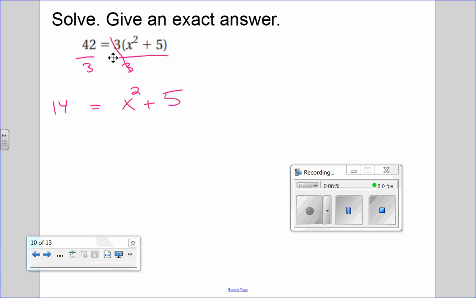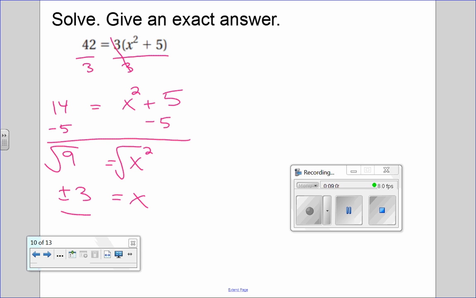What should I do next? Nobody said it, but it is subtract 5. And what should I do last? Square root. I think they're getting tired. It's Friday. Yeah. So it's plus or minus 3.